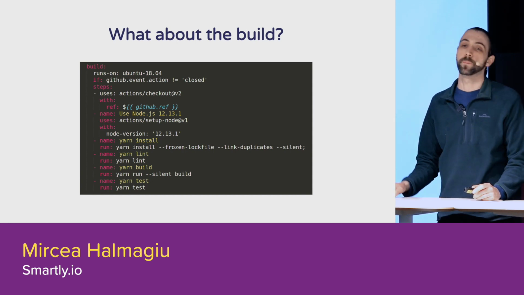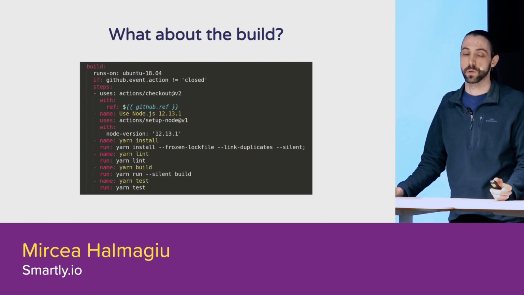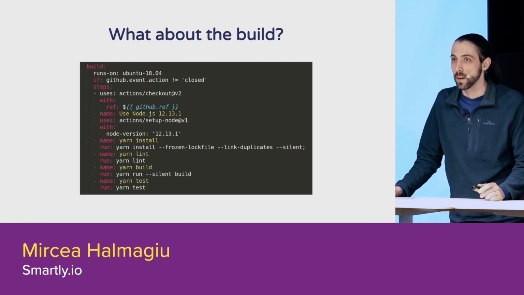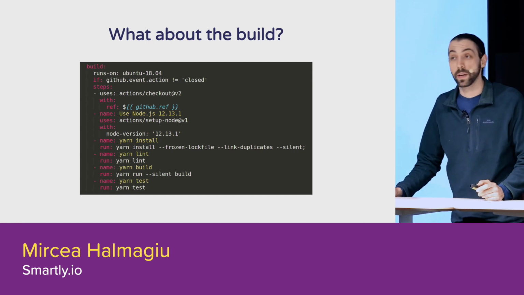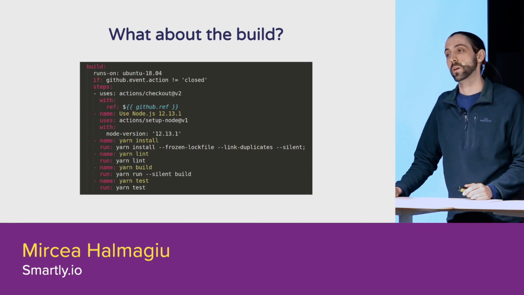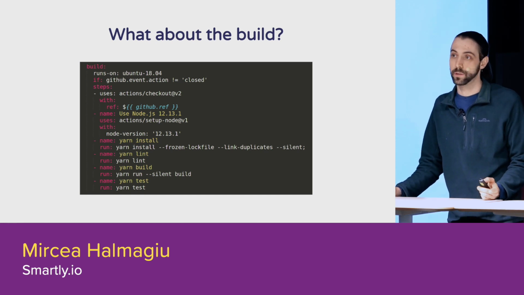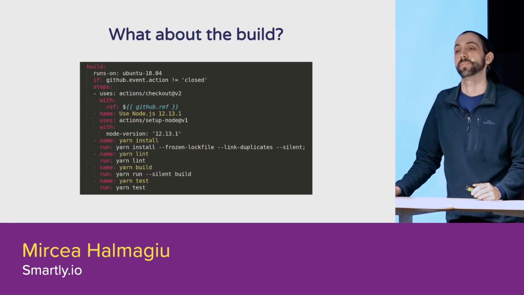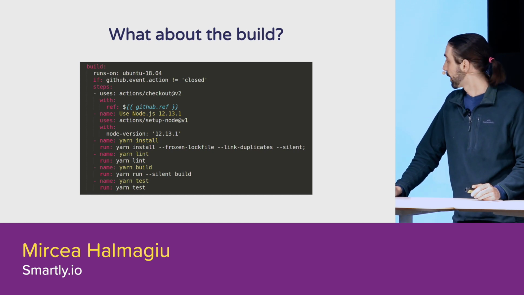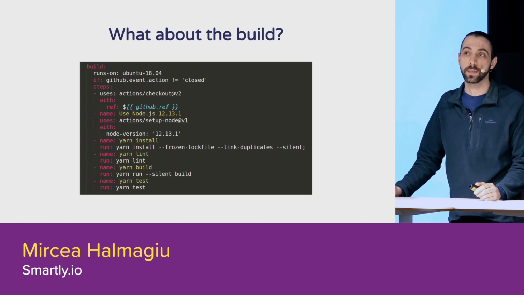We're going to set up a node environment, and we're going to run yarn install, lint, build, and test. And the reason those are separated into separate steps is because it's a lot easier to debug. You can see that the yarn lint step failed without actually having to go very far into the UI. So this one was quite obvious and kind of what you would expect to see.